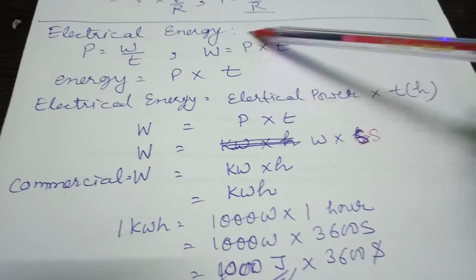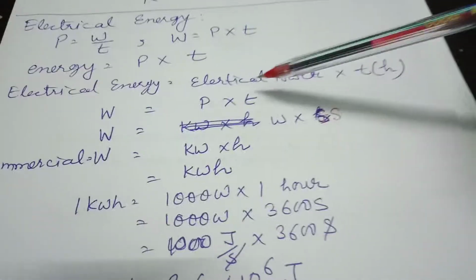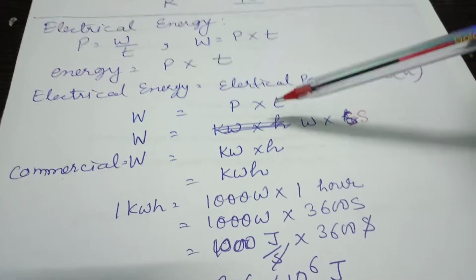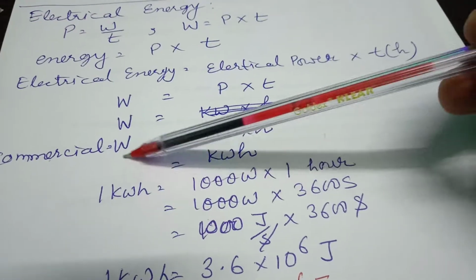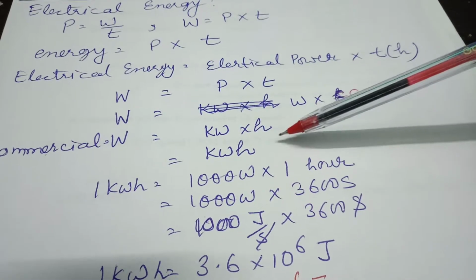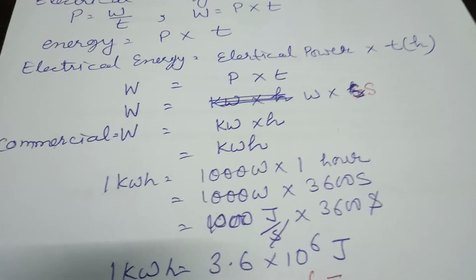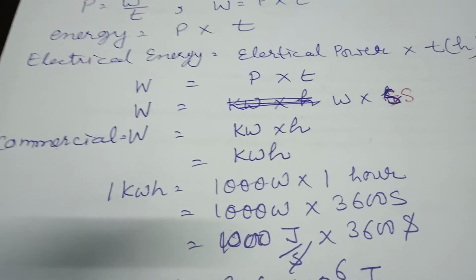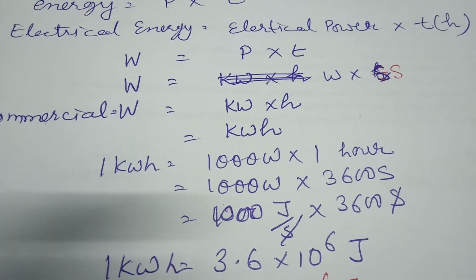Because if we use joule per second, a joule is a very small unit, and in household electricity we are using a large amount of energy, so we require a bigger unit, and this is called the kilowatt hour. Now this kilowatt hour is equal to 1 unit. You know the electrical bills that come to us, we can see that these electrical bills are in units.